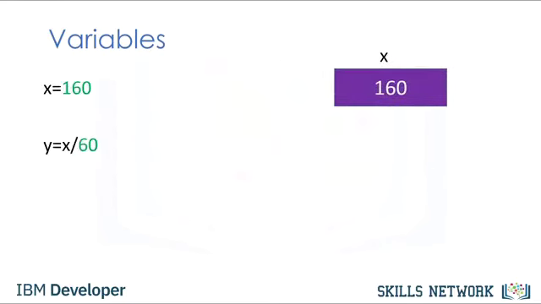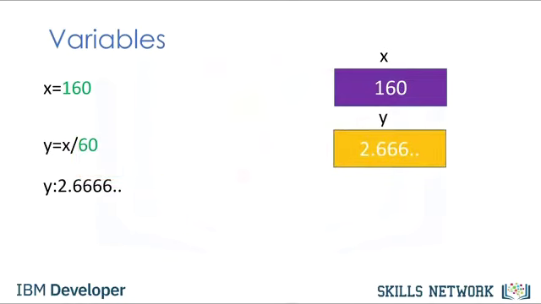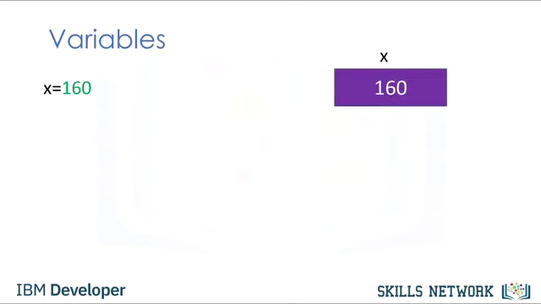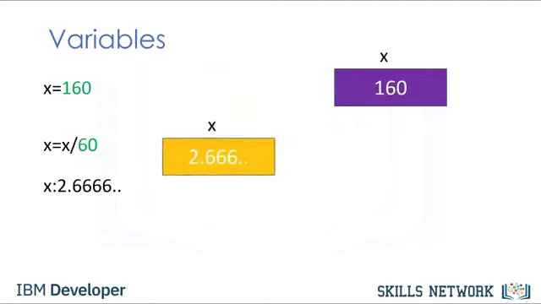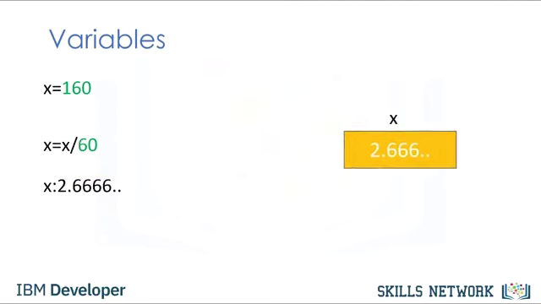We can also perform operations on x and save the result to a new variable y. Y now has a value of 2.666. We could also perform operations on x and assign the value back to x. The variable x now has a value of 2.666. As before, the old value of x is not important. We can use the type command on variables as well.